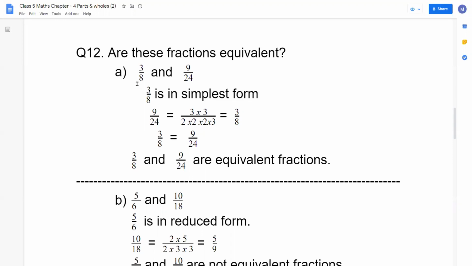So take the first fraction, 3 by 8. It is already in the simplest form because 3 is the numerator, and in the factors of 8 there is no 3, so we cannot simplify it further. It is in simplest form. The second fraction is 9 by 24.